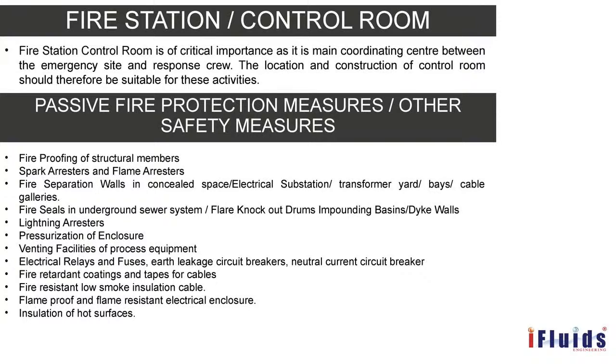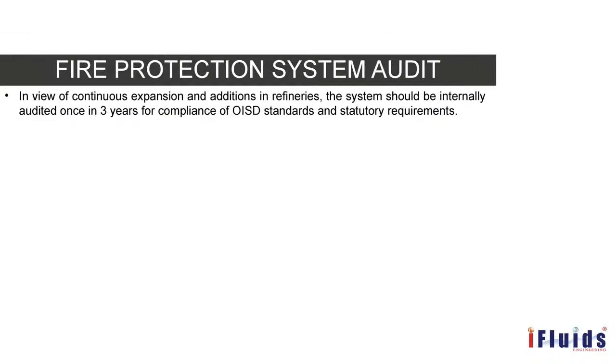The next is chapter 23, which is the fire protection system audit. So what is a fire protection system audit? This is the last technical chapter. With respect to this audit, every 3 years internally, an OISD audit has to be carried out, and the statutory requirements have to be checked for compliance in line with all the applicable OISD standards, not only with the fire protection system but all the applicable OISD standards. This is what is stated with respect to the fire protection system audit.